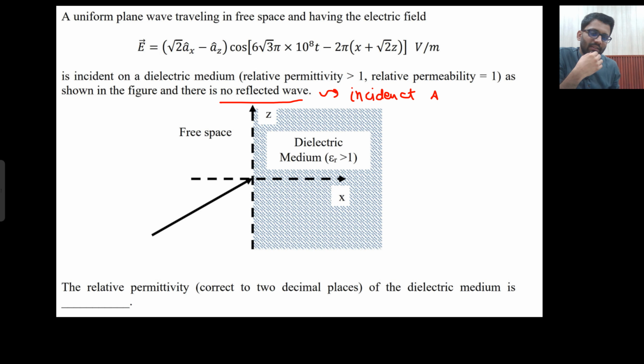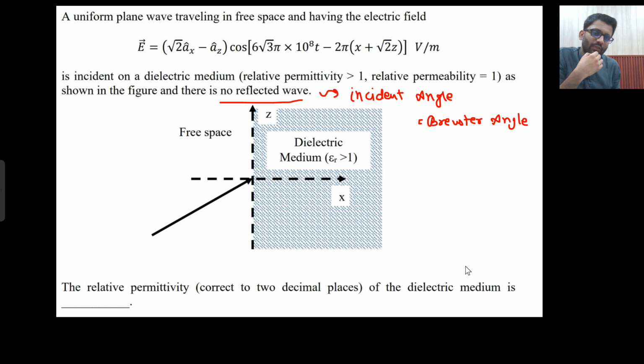Incident angle is equal to Brewster angle. So this is what we understand. So what is your incident angle? Can you write it down? Certainly I can write it down. Where am I going? Plus x and plus z. So plus x and plus z. That's why this is the wave, right? So plus x and plus z.